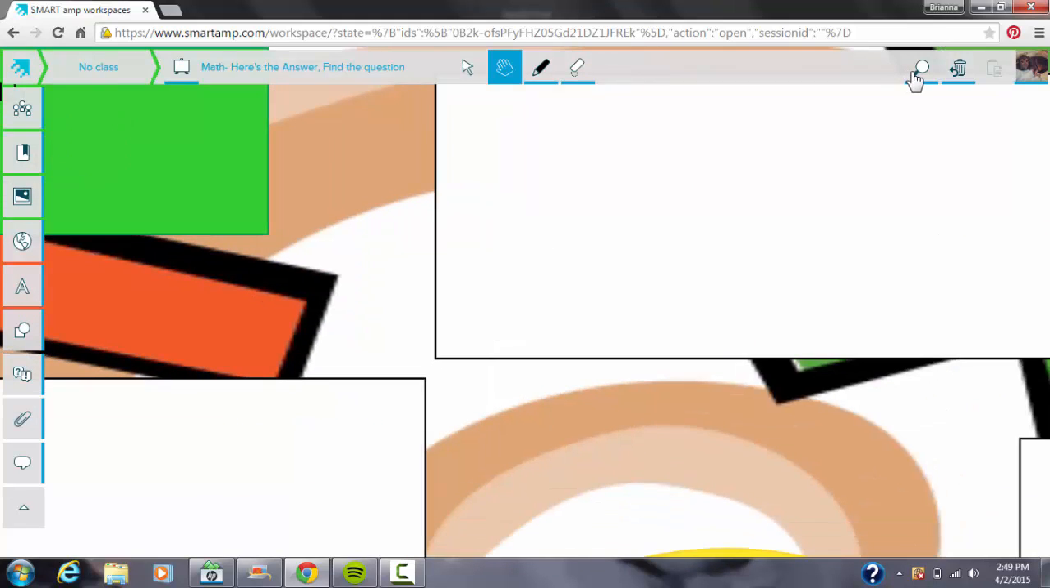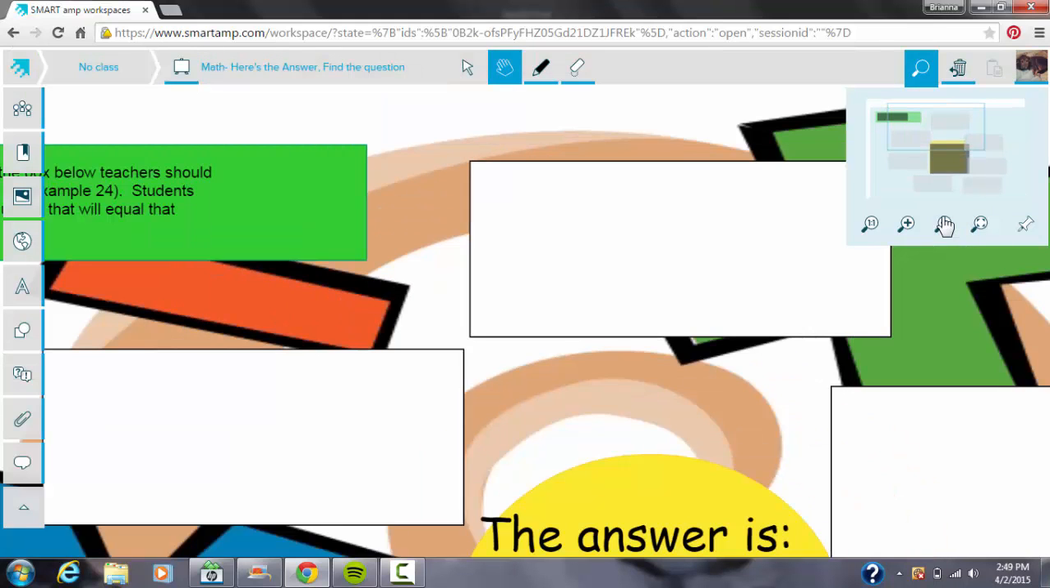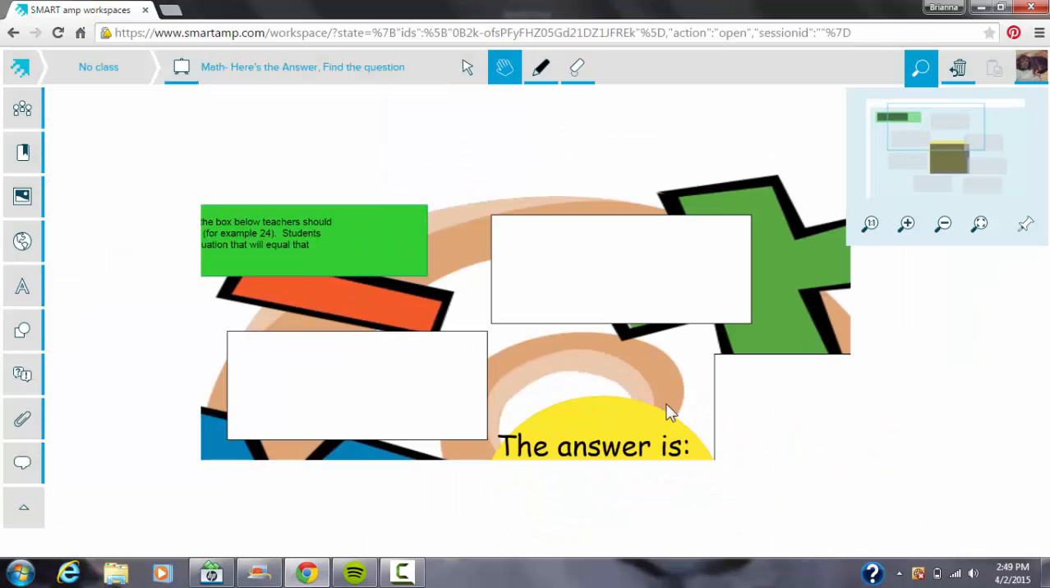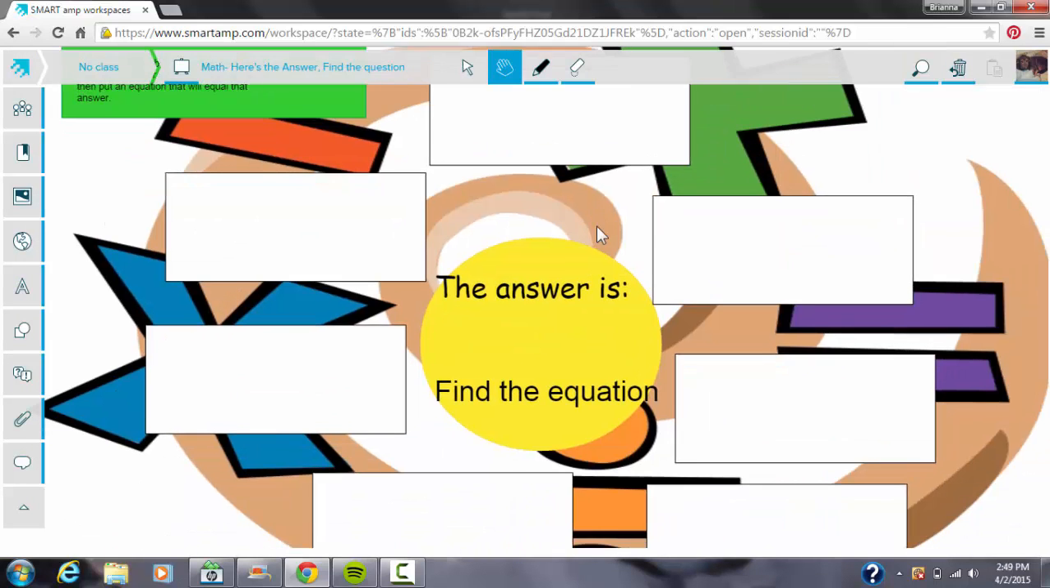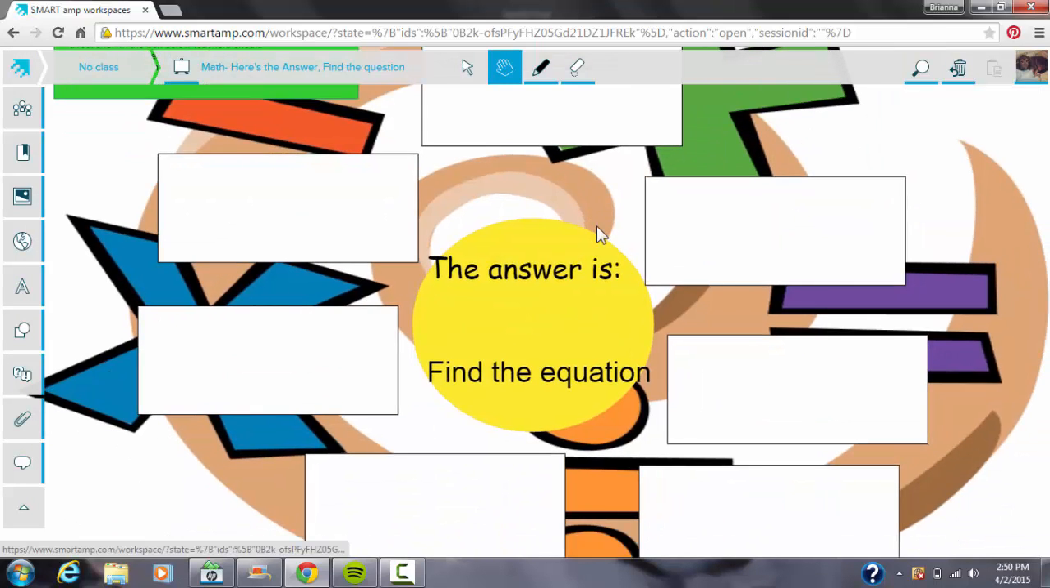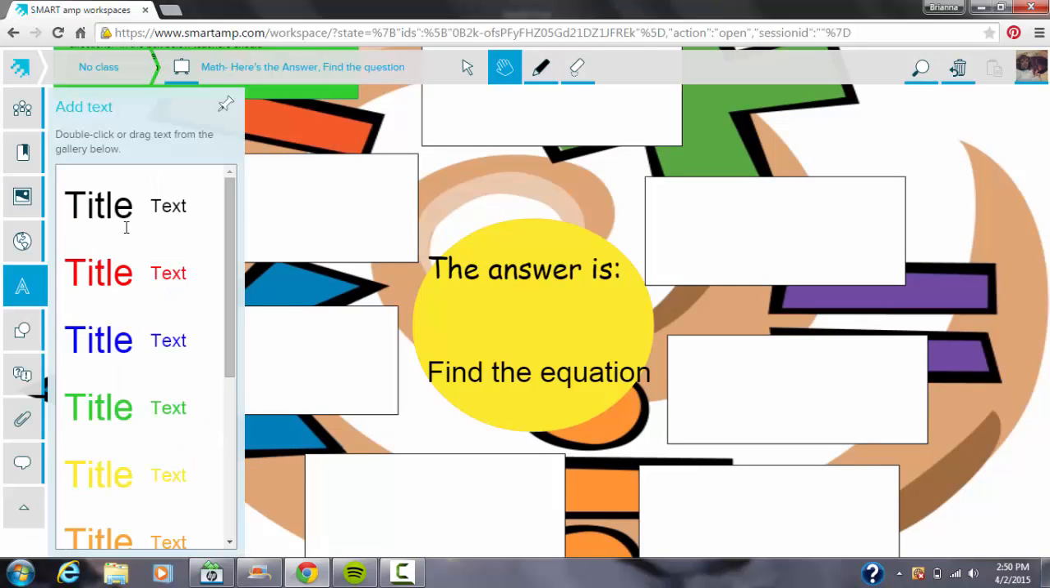So this is called Here's the Answer, Find the Solution. And this is kind of a common theme. This is not my idea. I stole it from Pinterest. But as a teacher, you're going to put in an answer, and then students are going to have to work to find the equation that would equal that answer. So, for example, maybe the answer that you want is 10.